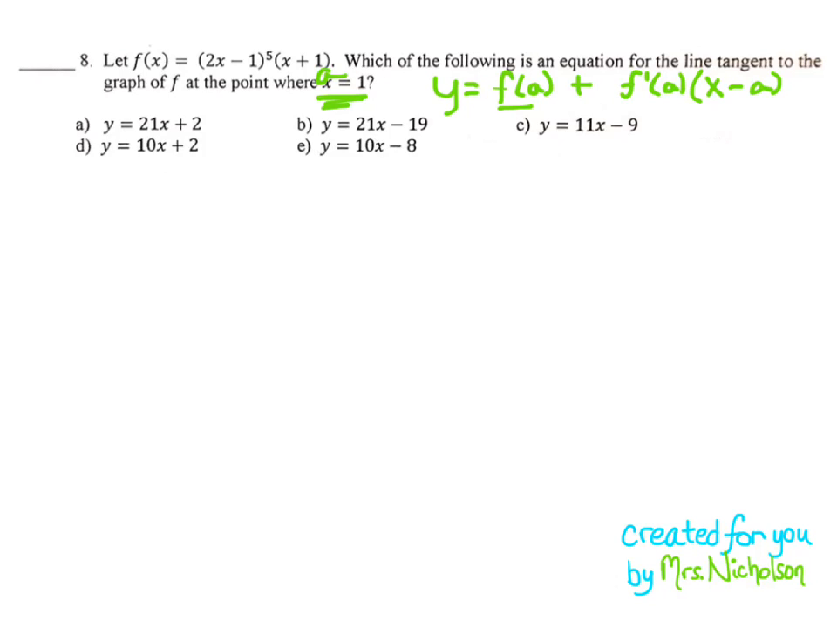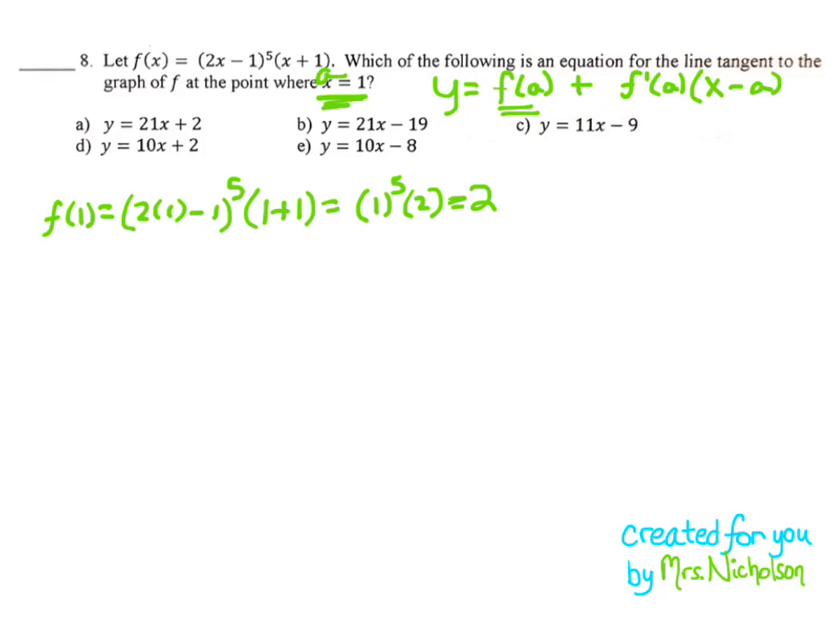So first of all, I need to find f of a. And so that means I'm going to take the 1 and substitute it into f of x. So f of 1 would be equal to (2 times 1 minus 1) to the 5th times (1 plus 1). And that would be 1 to the 5th, or just 1, times 2, which is 2. So my f of a is 2.